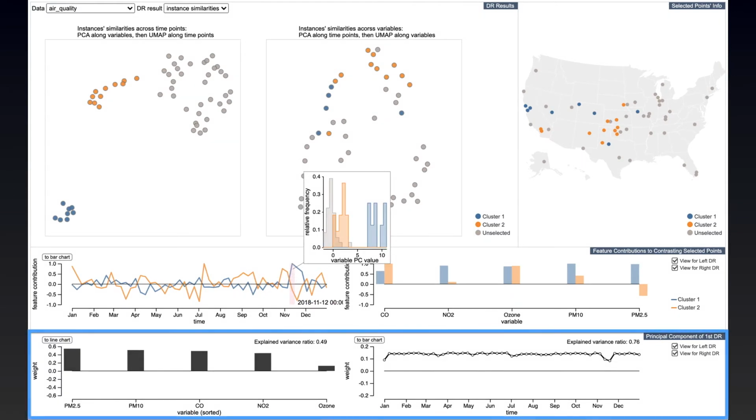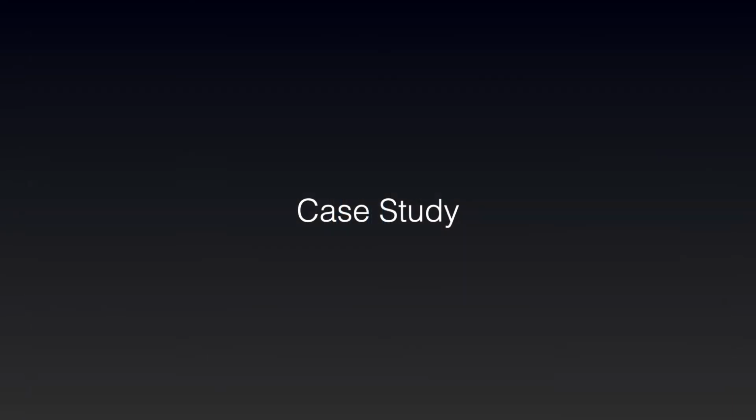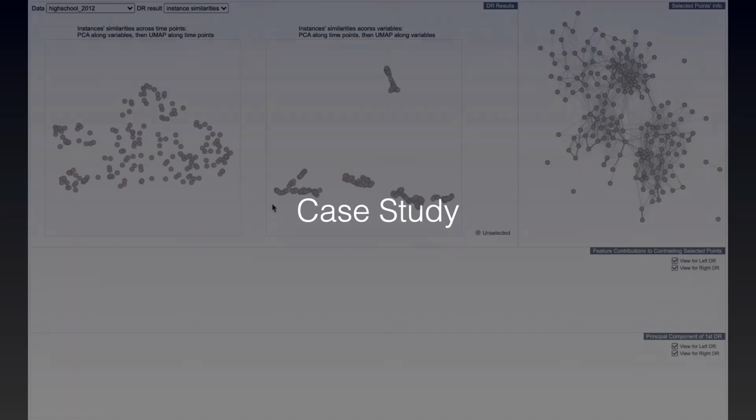The parametric mapping view, placed at the bottom, helps analysts understand the meaning of the values shown in the x-axis of the histograms. We can see that the values are generated with similar weights for all measures except for the ozone attribute. We demonstrate the usefulness of MulTiDR with one representative case study.